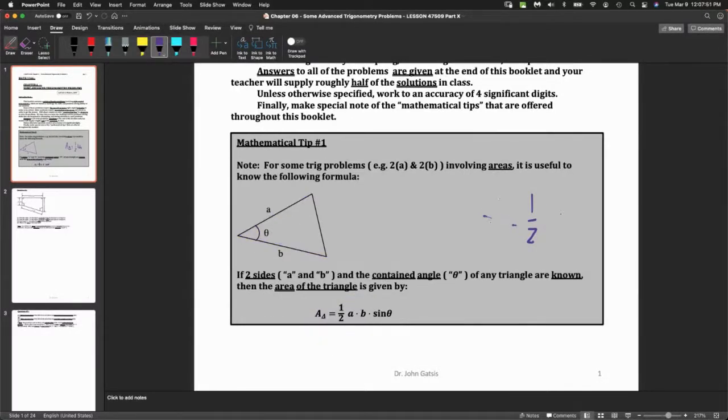Now, some students here are going to say, sir, can I use the sine or cosine law? Yes. Yeah, it has to be contained. Yeah, that's what it means there. When it's sandwiched, it's contained.